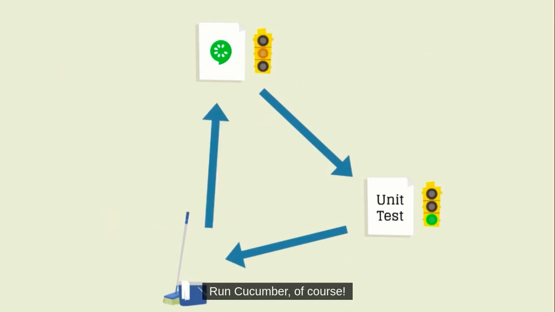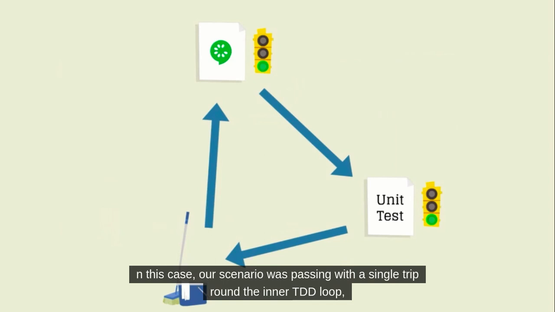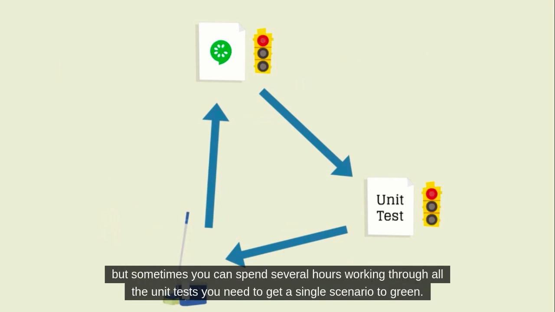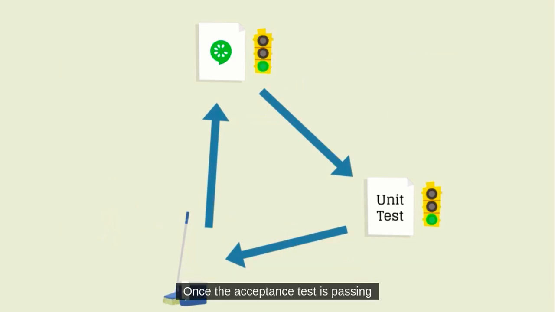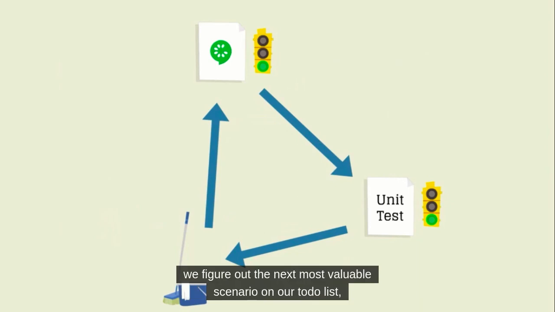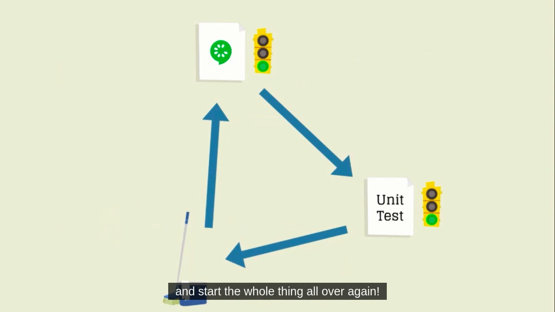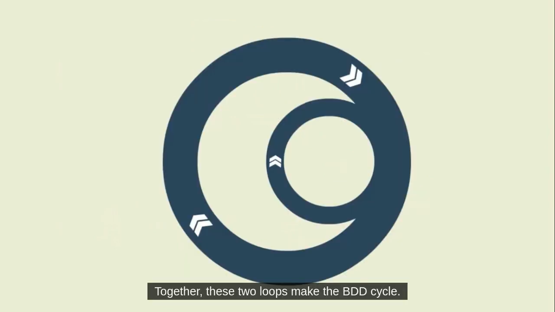Run Cucumber, of course. In this case, our scenario was passing with a single trip round the inner TDD loop. But sometimes you can spend several hours working through all the unit tests you need to get a single scenario to green. Once the acceptance test is passing, we figure out the next most valuable scenario on our to-do list and start the whole thing all over again. Together, these two loops make the BDD cycle.